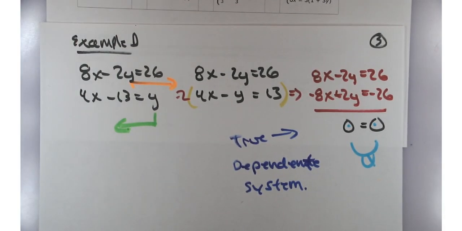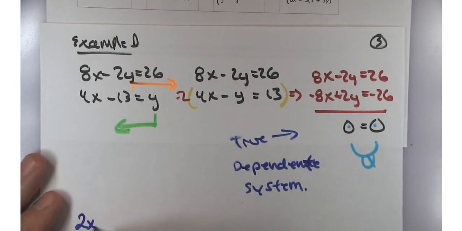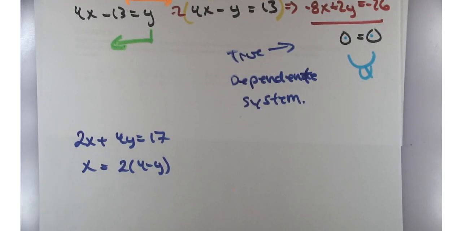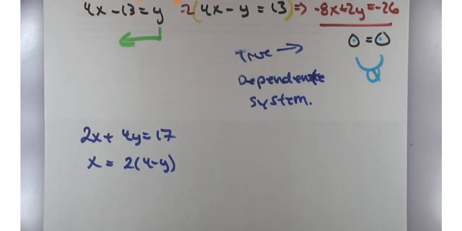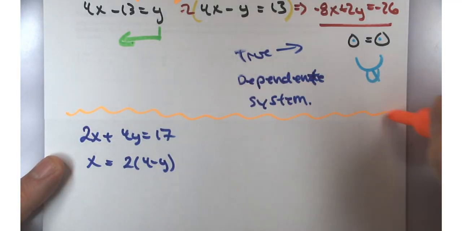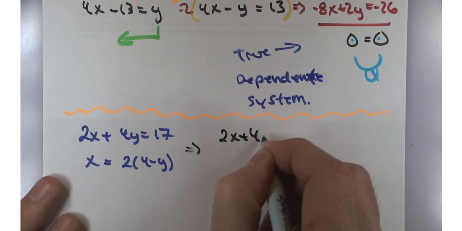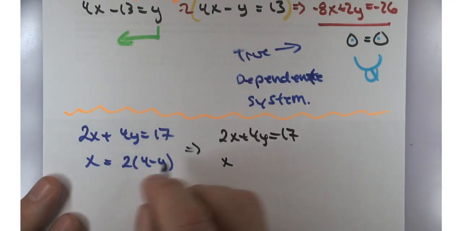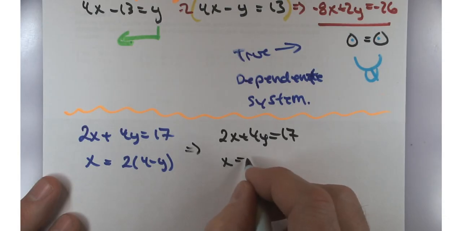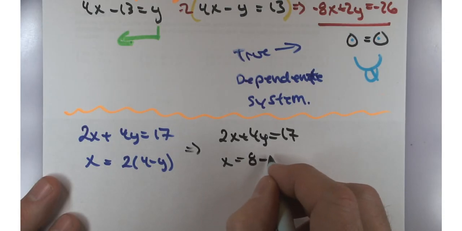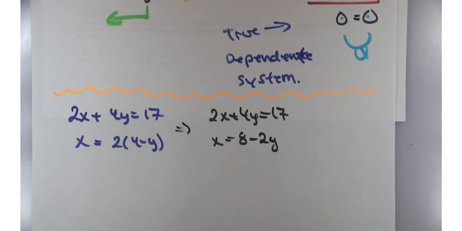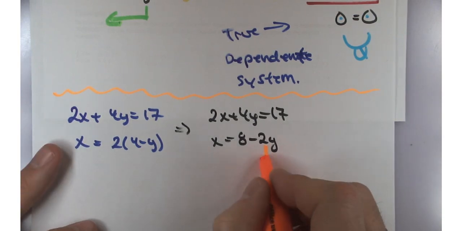Let's try another one. Let's try the next one in line here, which is 2x plus 4y equals 17, and x equals 2 times 4 minus y. Well, it might be nice to get this all lined up like we did the last one, which is, say, want the x's and y's together on the left-hand side. So to do that, I'm going to keep the top equation the same, but the bottom equation, I'm going to distribute the 2 and get x equals 8 minus 2y. Still not there yet. So the last thing I need to do is I need to move the 2y to the left-hand side.